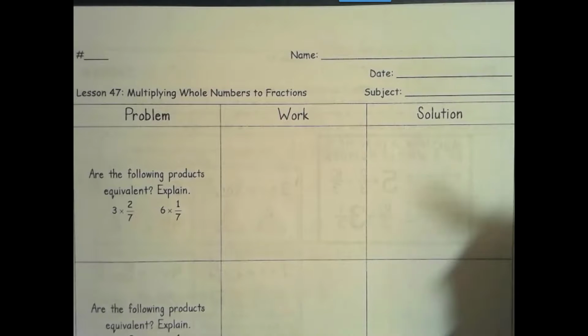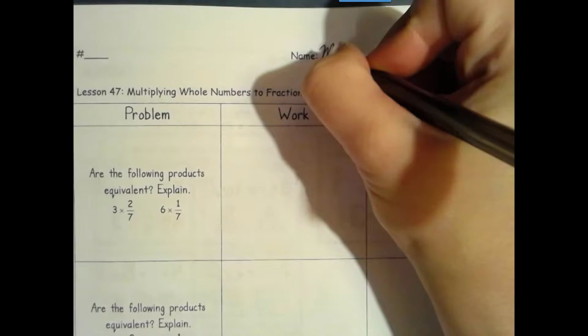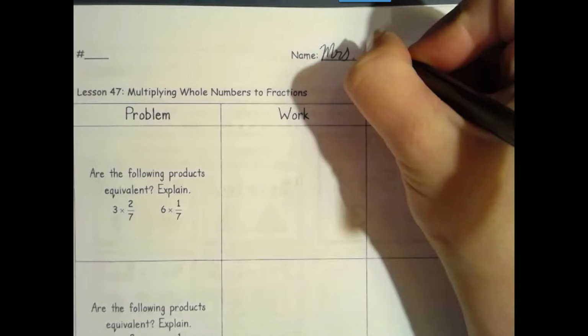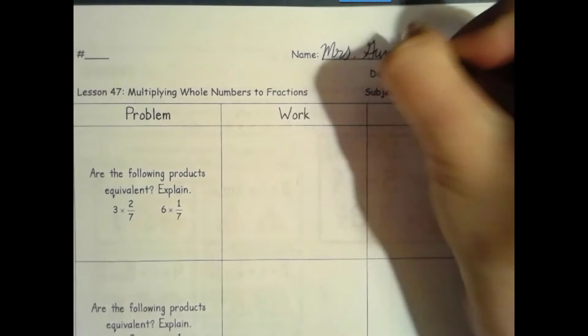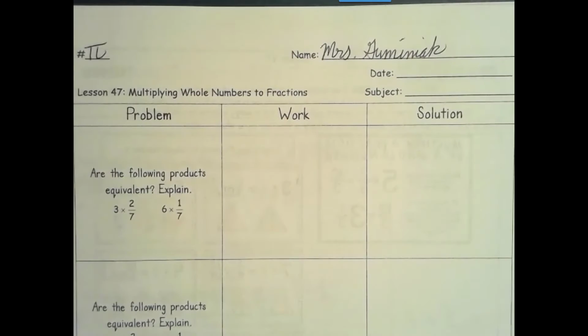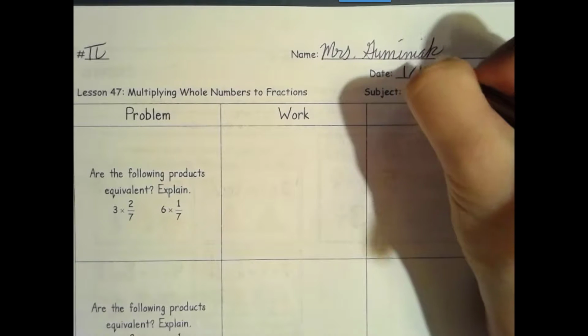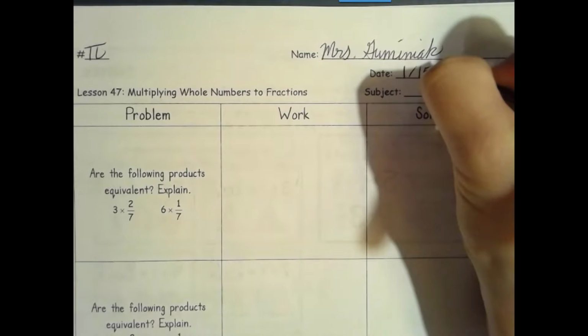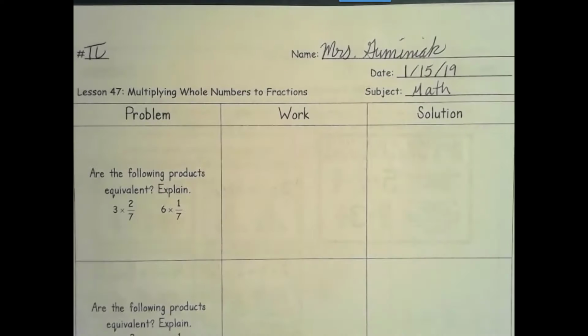So now we're on to part 2 of our notes. Go ahead and put your heading on, your name, number, date. First and last in cursive. My number's pi. Remember to put the date you're actually working on these notes, not necessarily the date I am writing. And our subject is math.